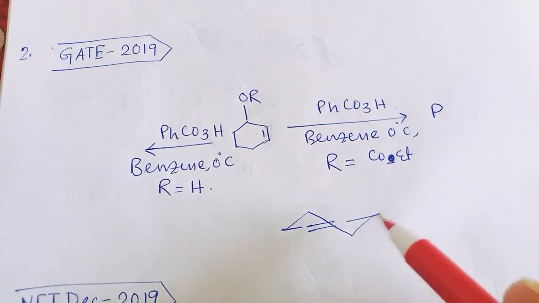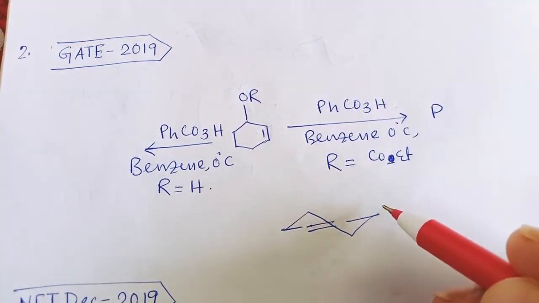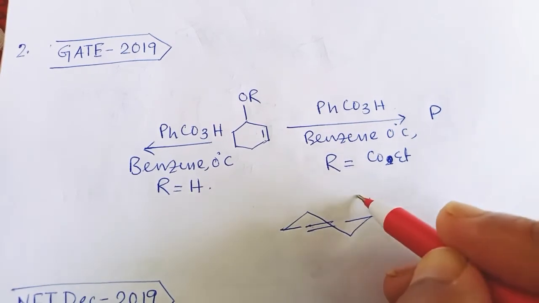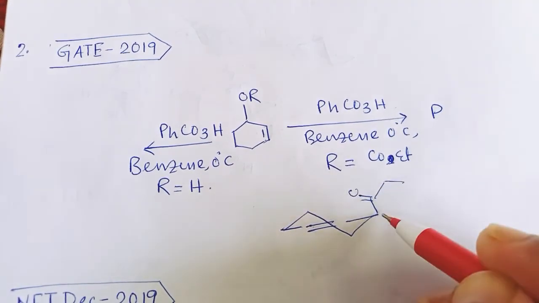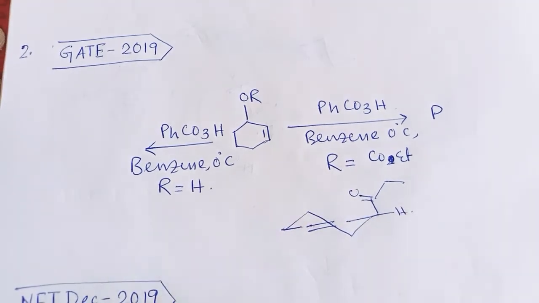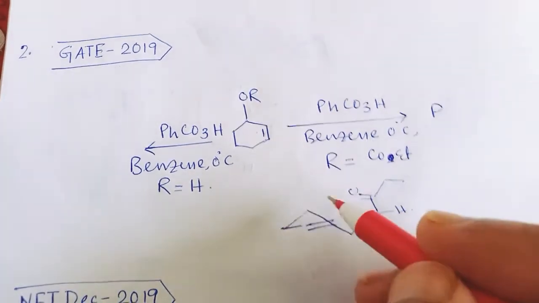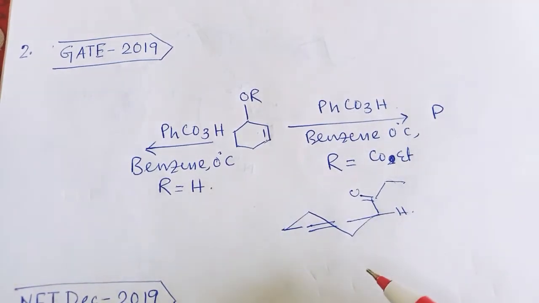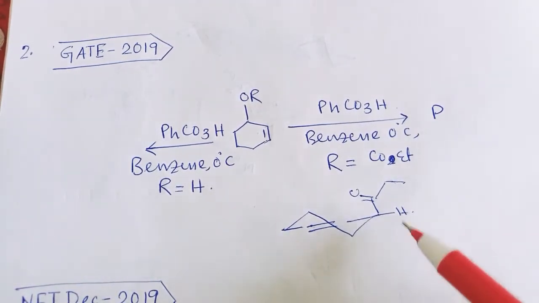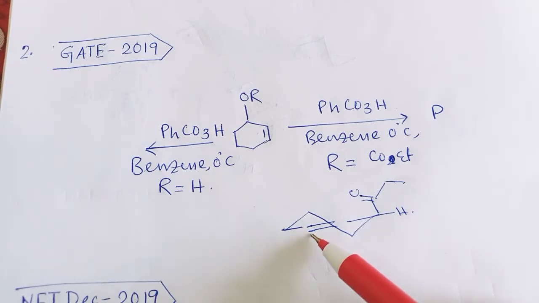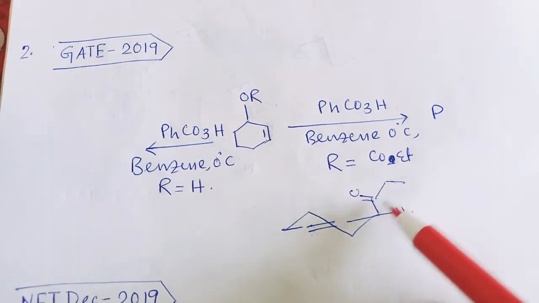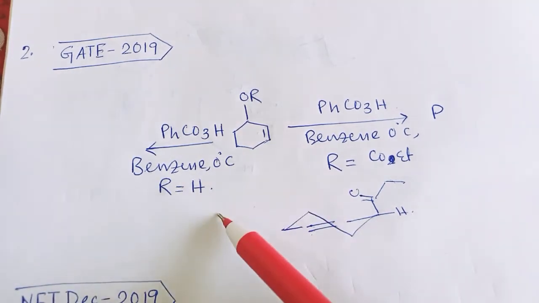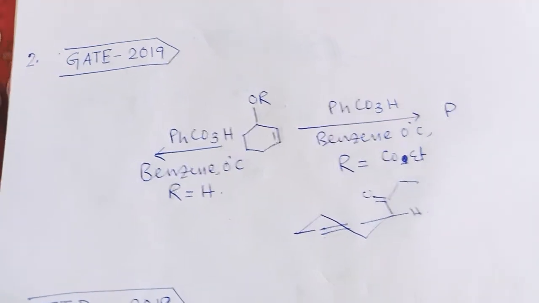Okay, this is cyclohexene, and we have CO2Et. We have to predict where the epoxide will form. In this case, it will form from the below side. If it is in that position, it will be the anti-epoxide. But when R equals H, let's see how it looks.